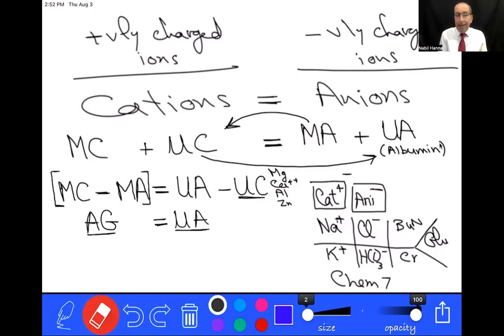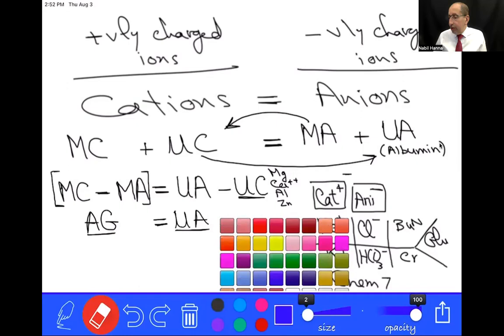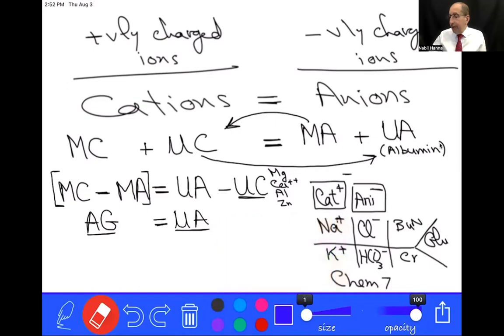So how to calculate the anion gap? It's the first column minus the second column. Let's put some numbers here. Sodium is 140. Potassium is 4. Chloride is 104. And bicarbonate is 24.